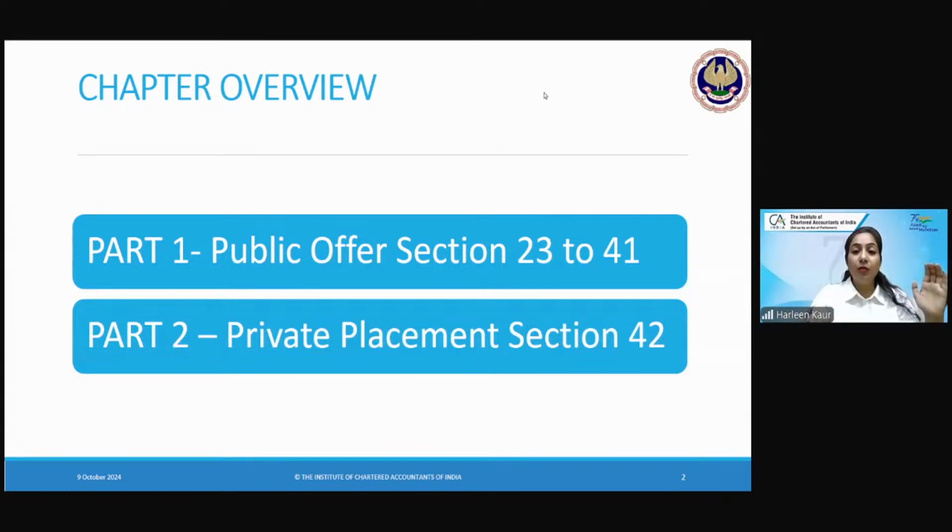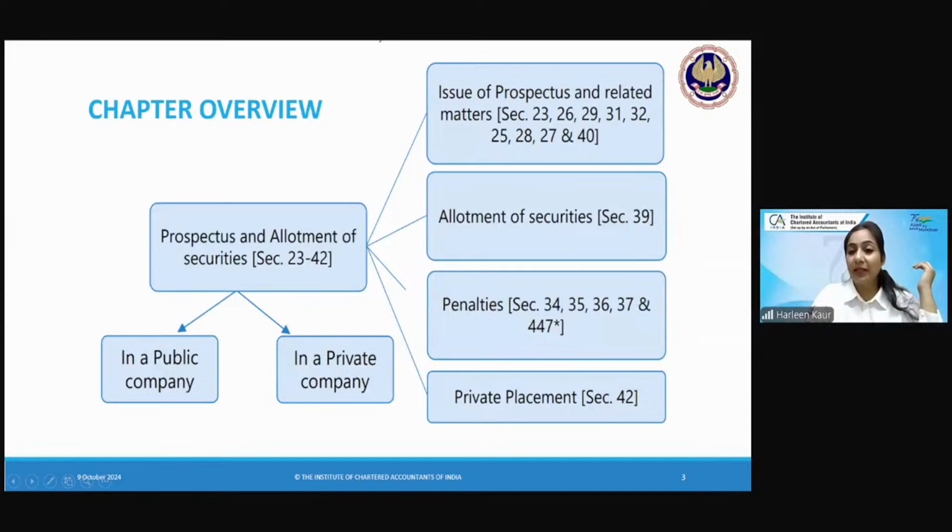So the chapter overview is that we will be doing issue of prospectus. Section 23 is going to tell you how the securities are issued to the public. Section 26 is going to tell you what the contents of the prospectus will be, how the prospectus is going to be issued, and what all is to be included in it. Section 29 is going to tell you about the dematerialization of securities, that the securities have to be in demat form. And so on, we'll be doing 31, 33, 25. There are various types of prospectus in this chapter: shelf prospectus, red herring prospectus, abridged prospectus, deemed prospectus. But we'll be moving along with the sections so that the chapter becomes simpler for you.